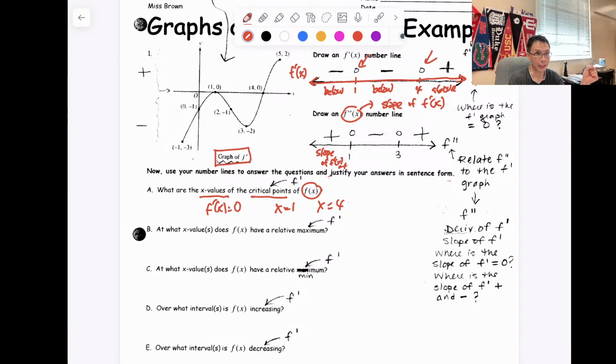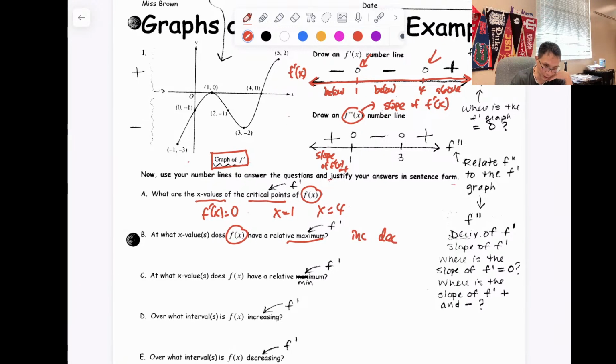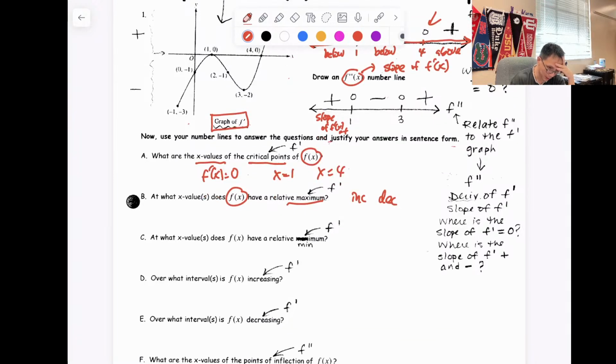Okay, B. At what x value does f of x have a relative maximum? So they are looking for f of x, right? The maximum definition is if it goes from increasing to decreasing. Is there any relative maximum here? Well, if you see, this is negative, negative, positive. It went down, down, up. There is no such value. Does that make sense? So there was none.